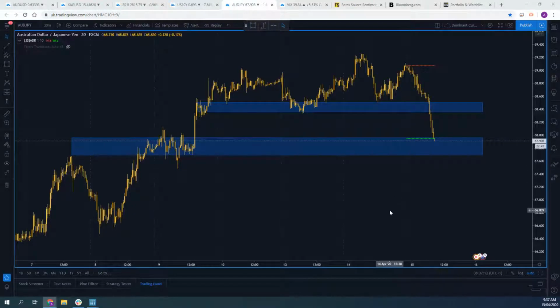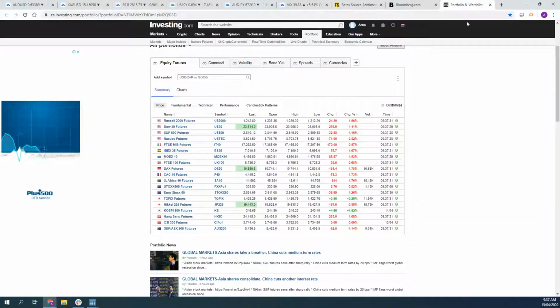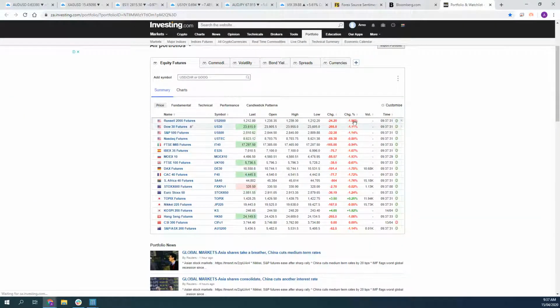Then taking a quick look at the Australian dollar versus the Japanese yen, that is our dominant currency sentiment theme for today's European trading session. The reason for the Aussie yen being our dominant theme is the overall risk off tone that we're seeing in the markets. We've seen a transmission effect throughout the asset classes with equities down across the board.